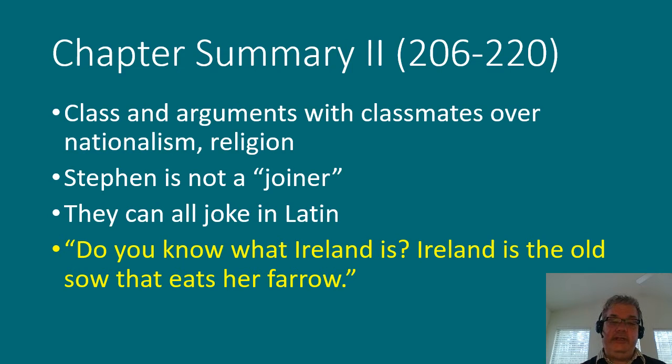At one point, they're having an argument about nationalism, and one of Stephen's friends, Davin, says nation comes first. Ireland comes first. Ireland before you can be a poet or a mystic. And Stephen says, this is a very famous passage, the passage in yellow here, "Do you know what Ireland is? Ireland is the old sow that eats her farrow." That is the mother pig that eats her children. Ireland is the mother that eats her children.